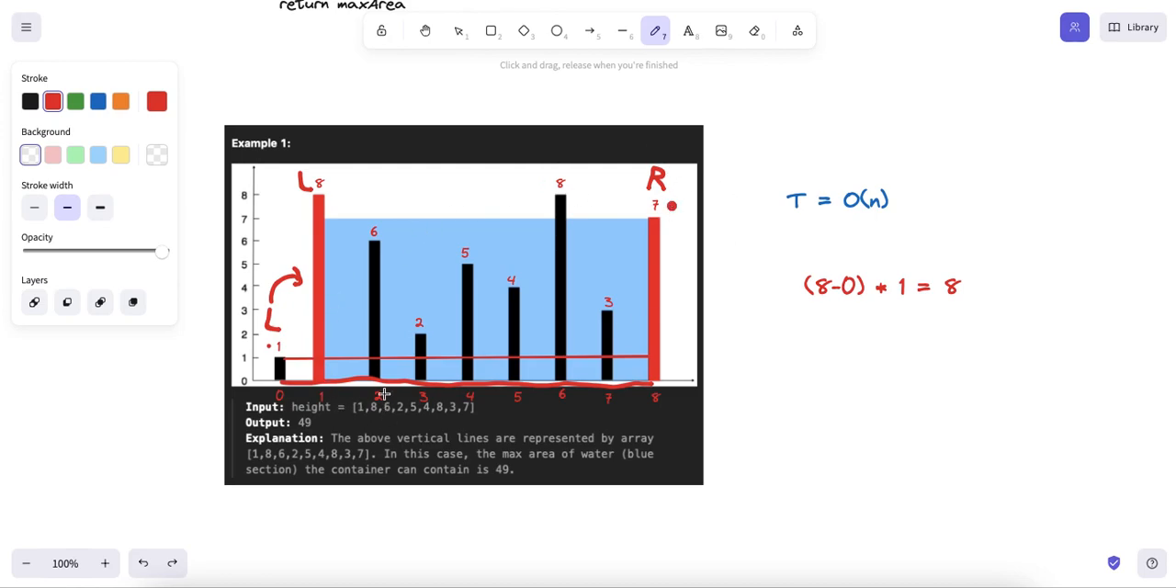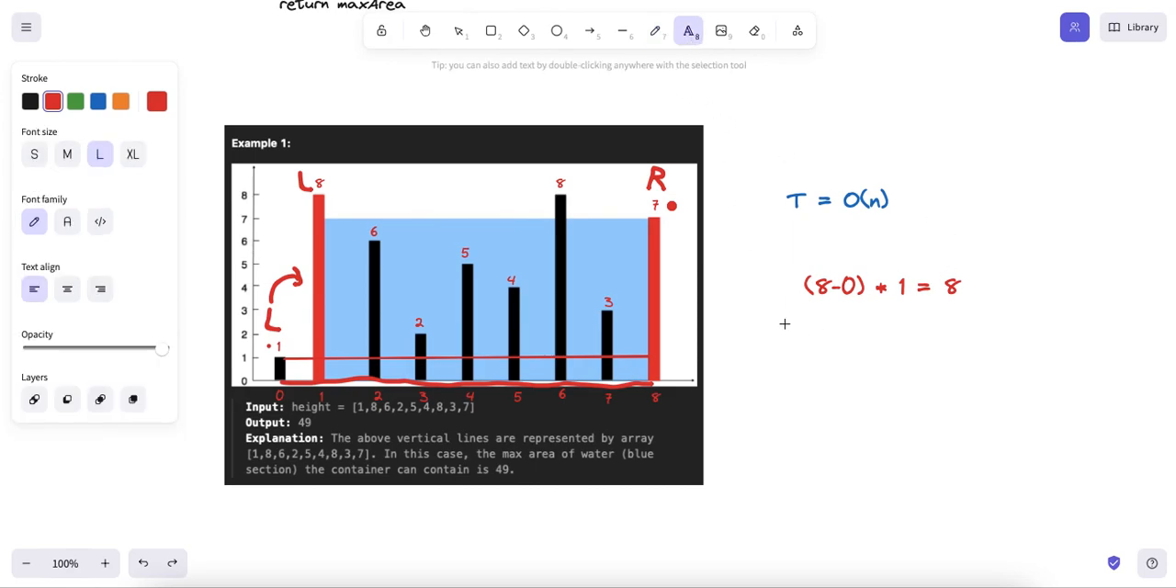We would then calculate the rectangle that is formed by these two lines, and we would see the area formed by these two lines. So once again, we would have an index of 8 from the right side minus 1 from the left side, and this would be our base, and we'd multiply by 7, which is the height of the smallest line. In this case, we'd get an output of 49.